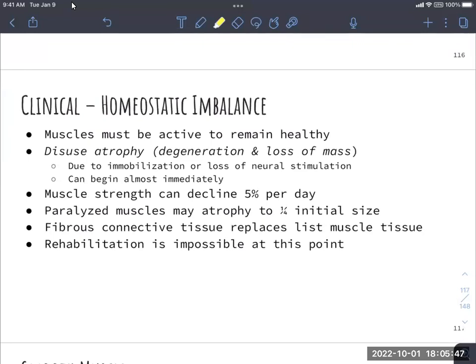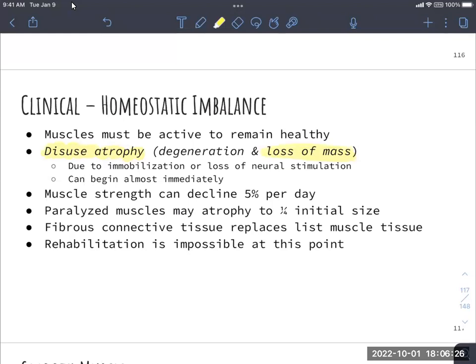Our muscles must remain active to be healthy, including just walking. That is a way for our muscles to maintain some sort of health. We have what is called disuse atrophy. It's exactly what it sounds like. Disuse, you're not using your muscles. So if you're not using your muscles, they're going to atrophy or get smaller. They're going to lose mass.